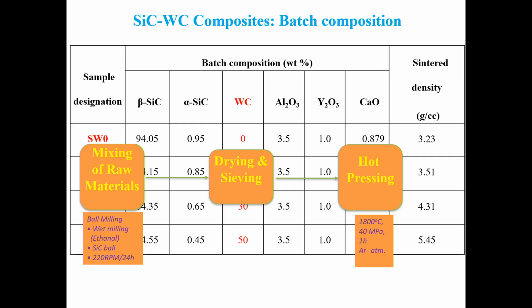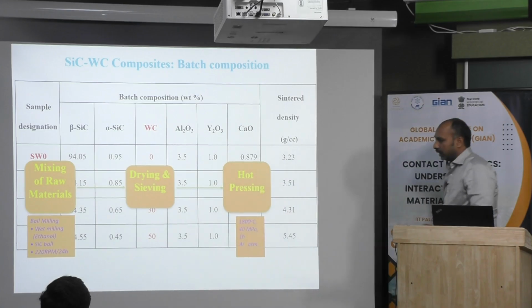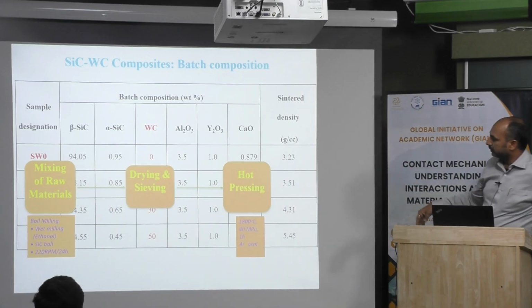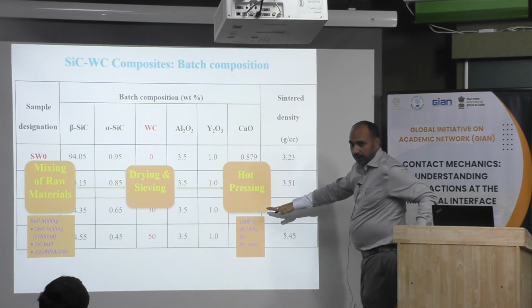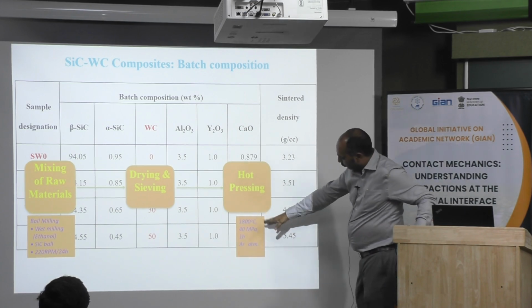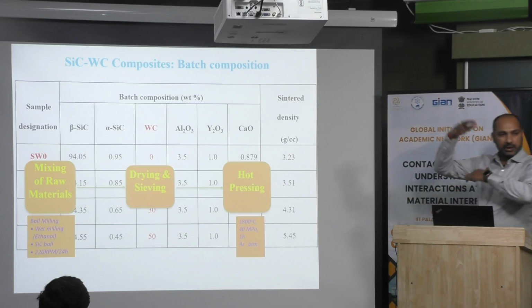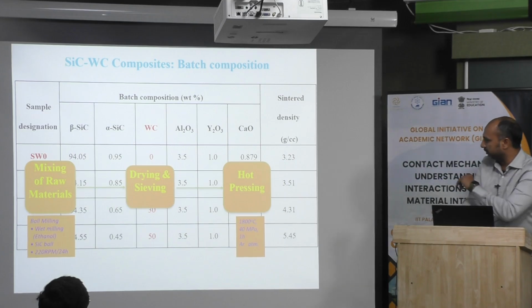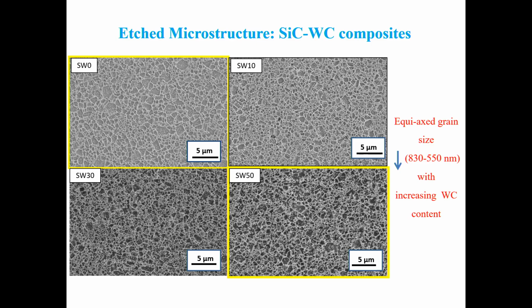This is how it gets prepared. We used powder metallurgy: the batch was mixed and ball milled in ethanol for almost 24 hours. Then it was dried and hot pressed at 1800 degrees Celsius in an argon atmosphere under 40 megapascal pressure for 1 hour, and we got this sample.